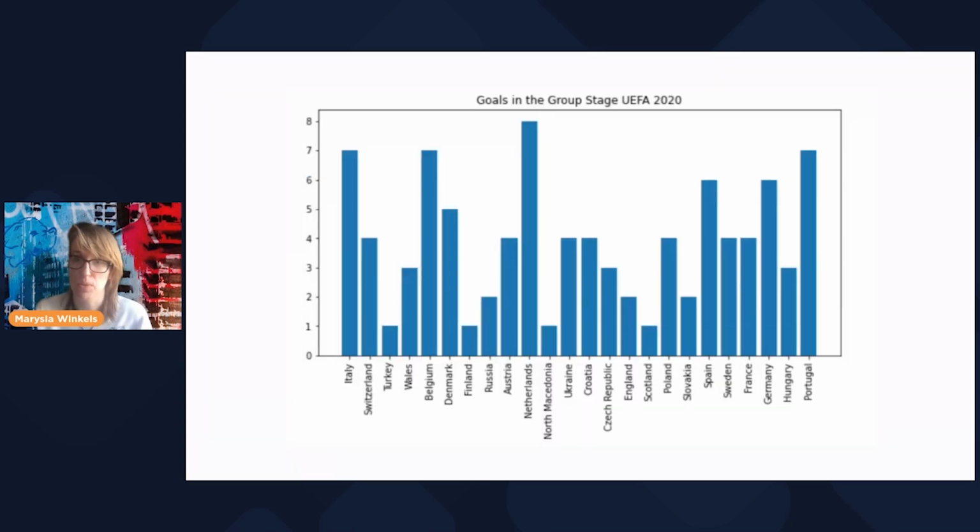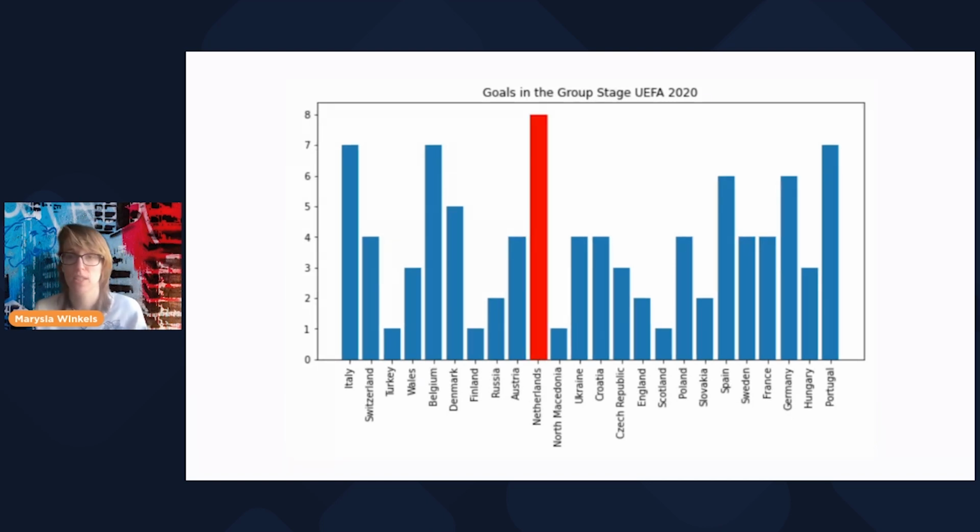Take this image, for example. This is an image of the goals scored by each country in the group stage of the 2020 European Championships. And all the data is there, but it can be a little bit unclear what I'm trying to show you. So this is an example where color might be helpful. In this case, for example, the red bar draws your attention. I probably want to say something about the goals of the Netherlands.